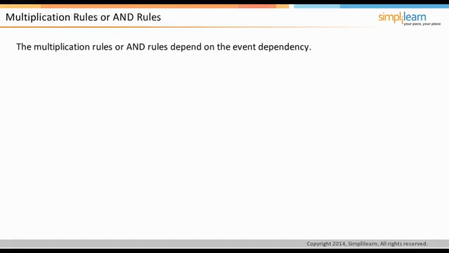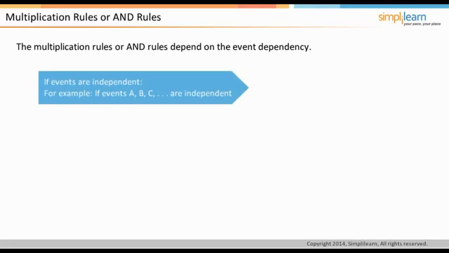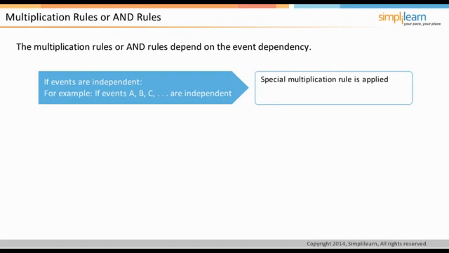In this screen, let us learn about the multiplication rules, also known as AND rules. The multiplication rules, or AND rules, depend on the event dependency. For independent events, that is, if 2 events are independent of each other, the special multiplication rule applies. For mutually independent events, the special multiplication rule is as follows.